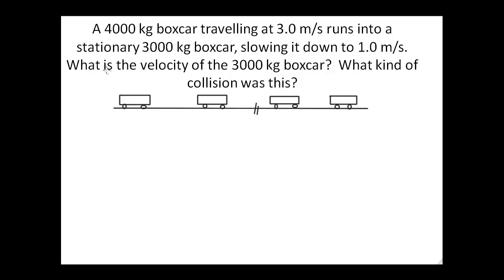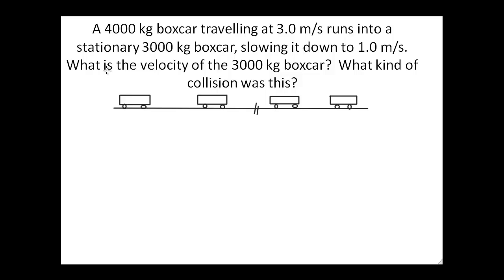A 4,000 kilogram boxcar traveling at 3 meters per second runs into a stationary 3,000 kilogram boxcar, slowing it down to 1 meter per second. What is the velocity of the 3,000 kilogram boxcar, and what kind of collision is this? Well, this is going to be a conservation of momentum problem.